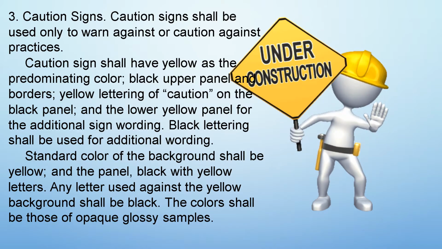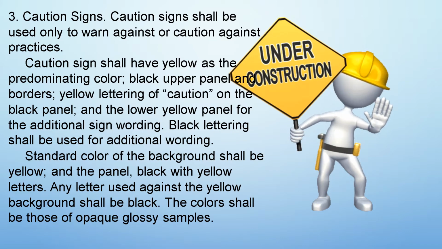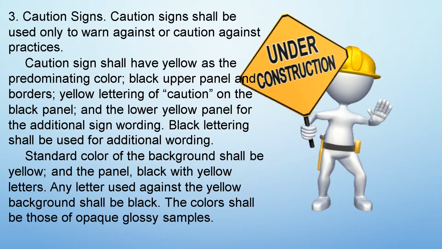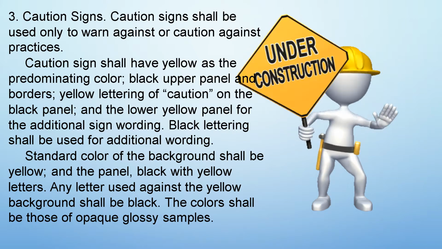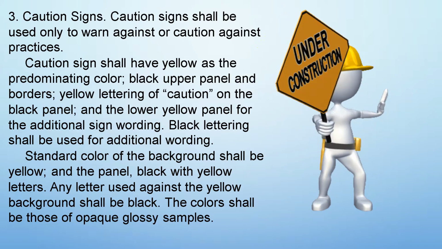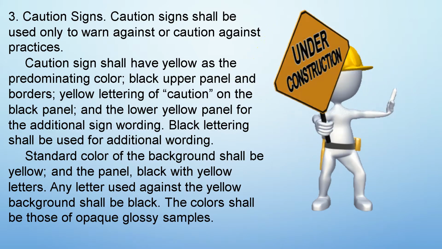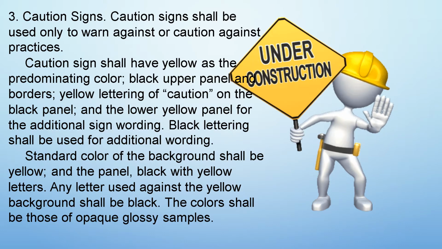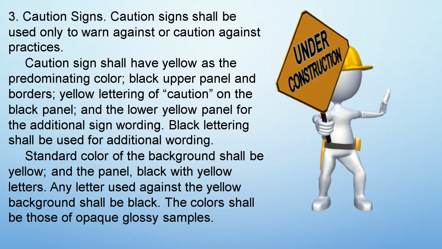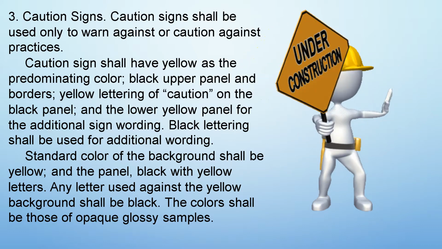Number 3. Caution sign. Caution sign shall be used only to warn against or caution against practices. Caution sign shall have yellow as the predominating color, black upper panel and borders. So, the upper panel should be black. Yellow lettering of caution on the black panel, and the lower yellow panel for the additional sign wording. Black lettering shall be used for additional wording.